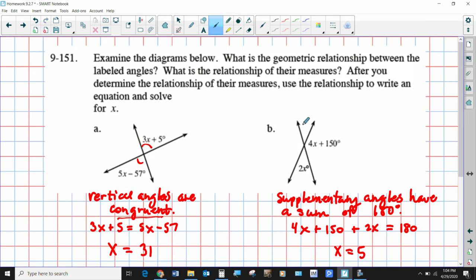Here, when you got two lines that intersect each other, the adjacent angles are always going to make up a 180-degree angle, right? Because that's a straight line. So that means they're supplementary. So this plus that equals 180. So you're going to get 6x's plus 150 is 180, which means 6x's is equal to 30 by the time you take 150 away from 180. 30 divided by 6 is 5.